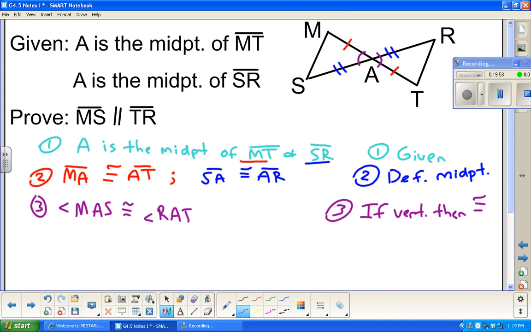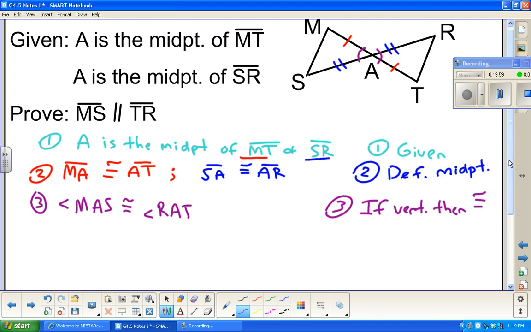Okay. All right, what do we got, Gayla? Okay, perfect. Now we have enough. We got two sides from the givens. We just got an angle. We got an included angle in both. We got side angle side now. So triangle MAS would have to be congruent to triangle. Which way do we write it? TAR. Yeah, it's got to be TAR.